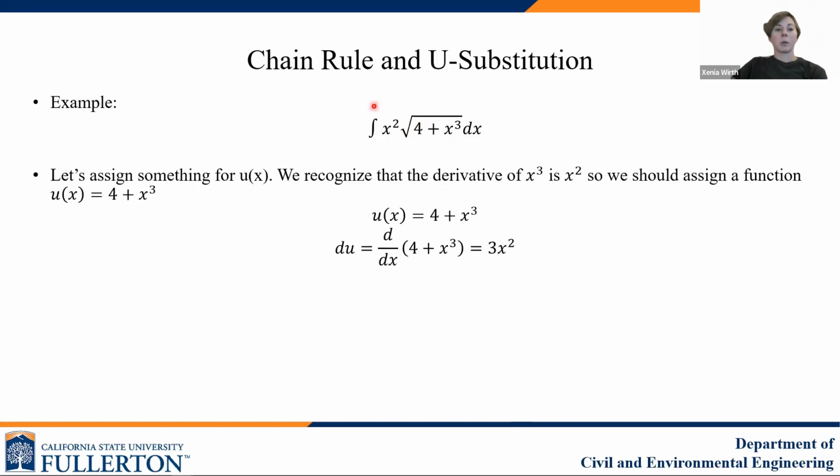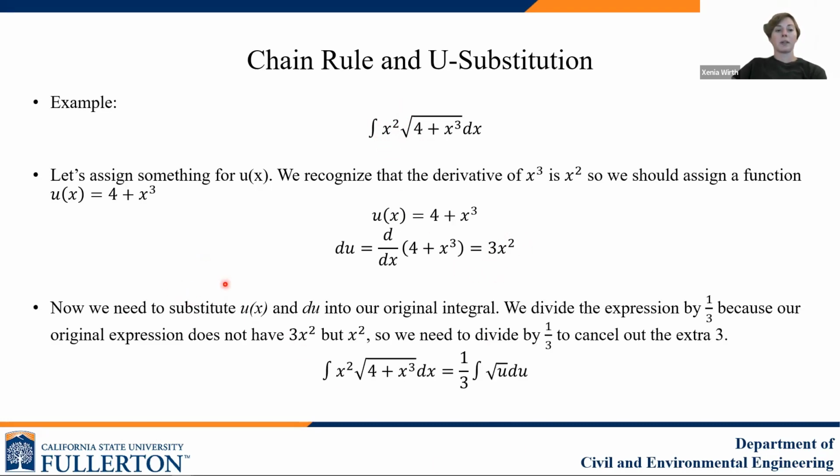We need to assign one of these functions for u of x. We recognize that the derivative of x cubed is x squared. So we should actually assign u of x to be the higher order function. So in this case, it's going to be 4 plus x cubed. If u of x is 4 plus x cubed, then du of x is the derivative of 4 plus x cubed, which is 3x squared. Well, that's very convenient because I already have an x squared in here, and I know I need to get rid of that somehow. We're going to substitute u of x and du into our original integral.